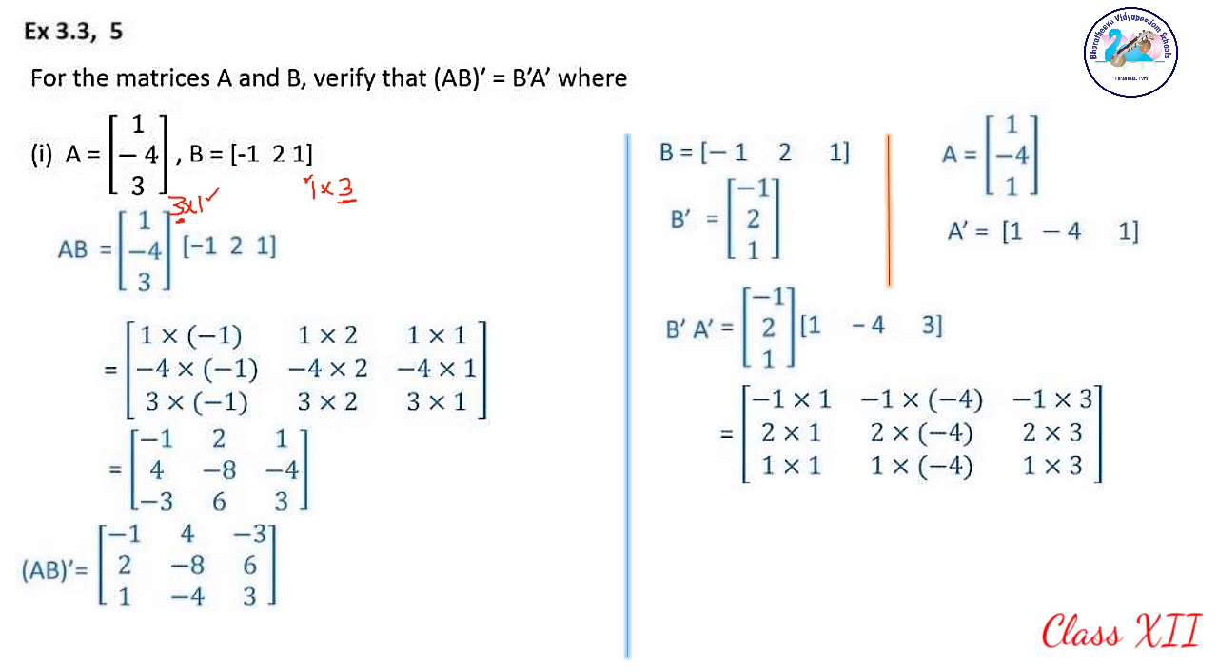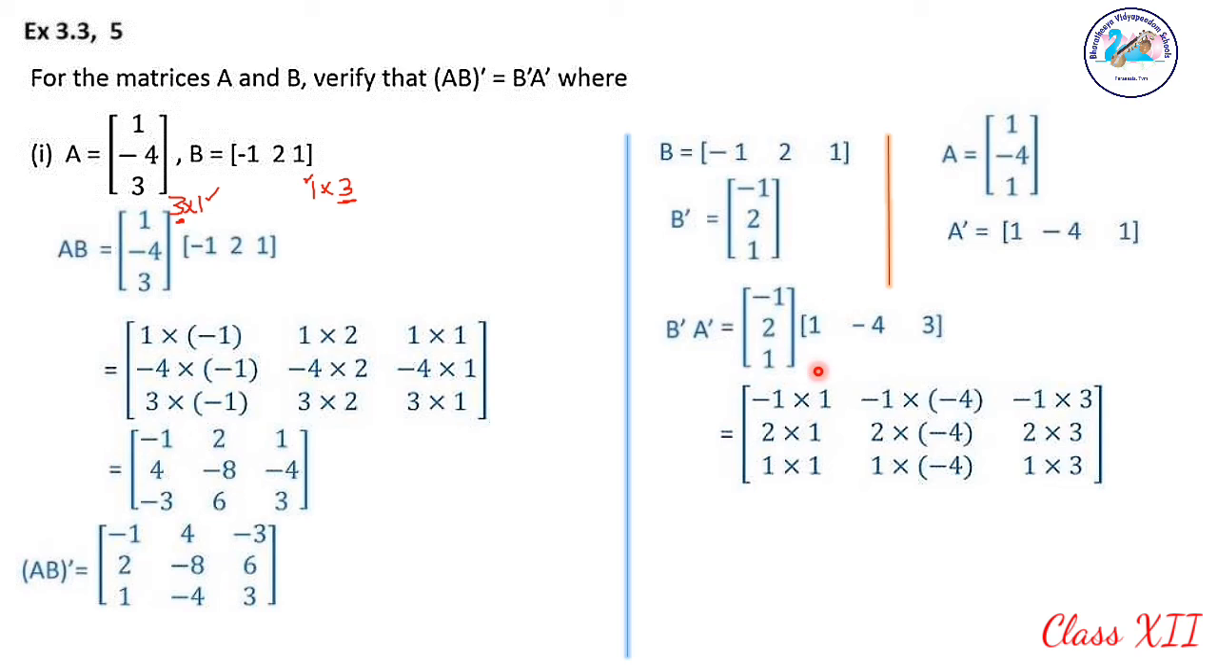So just multiply it. First row with the first column, -1 into 1 is mentioned. First row with the second column. Each row and each column has only single elements, so it is easy for us to multiply. -1 into -4, it's written. First row with the third column, -1 into 3, it's mentioned here. Second row with the first column, 2 into 1, that is 2. Second row with the second column, that is 2 into -4. Second row with the third column, that is 2 into 3, it's written.